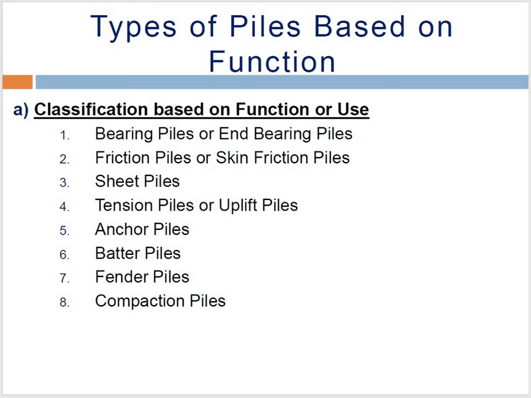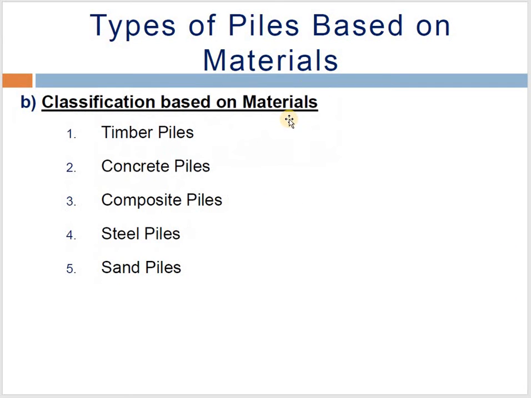Now, based on function, what are the various piles? You have the end bearing piles, the friction piles, sheet piles, the tension or uplift pile, anchor pile, batter pile, fender pile, compaction pile. I will go into detail of each of these types of piles. Then moving on to the classification based on material, you have timber piles, concrete piles, composite piles, steel piles, as well as sand piles.